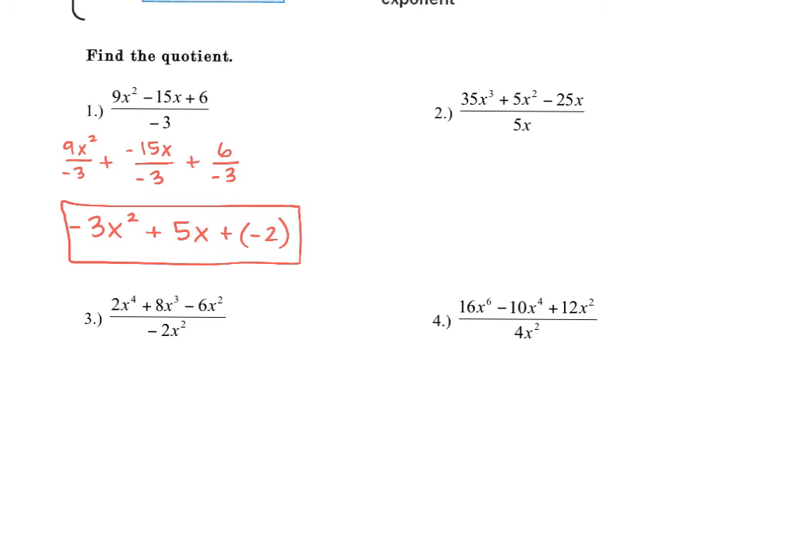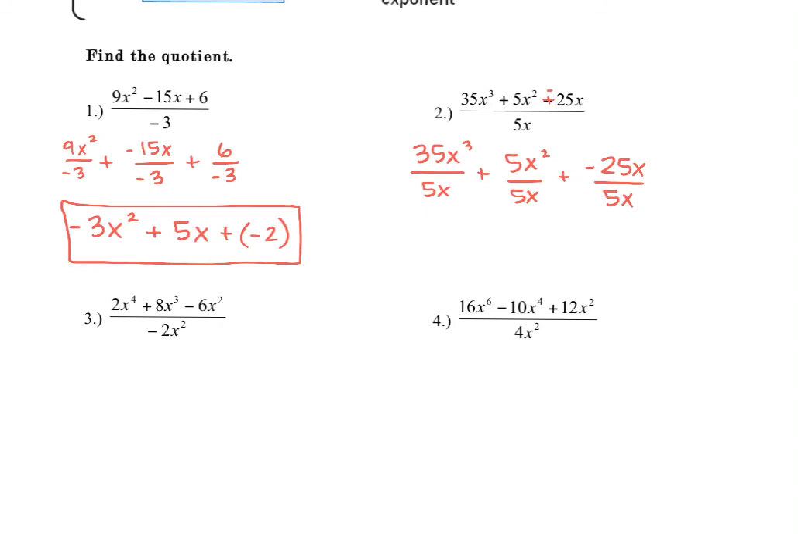Let's look at number 2 now. I have 35x to the third power, and I'm going to divide that by 5x. Each of these terms in the trinomial on top are going to get divided by 5x. Notice I did a keep change there so that this was plus negative 25x at the end so that I don't lose that negative sign.